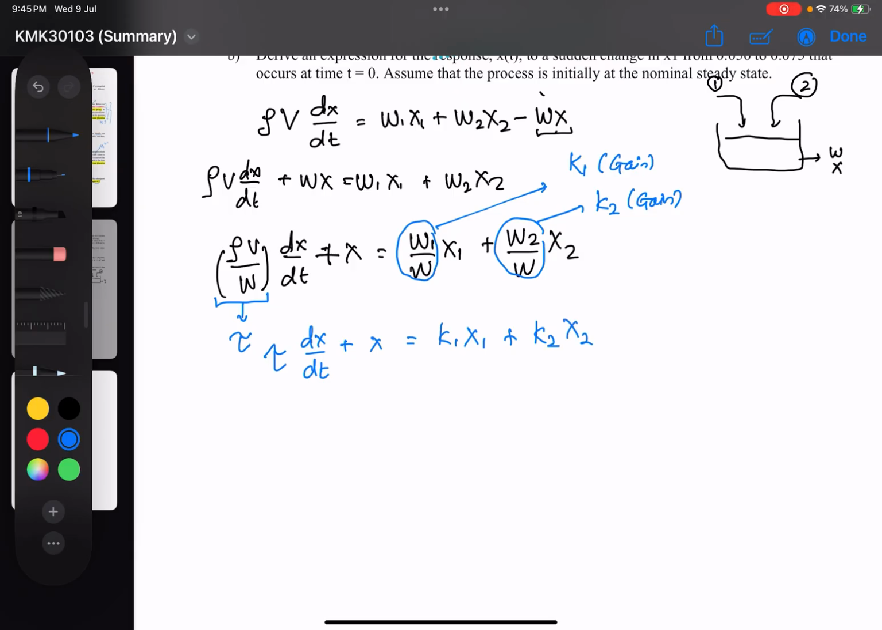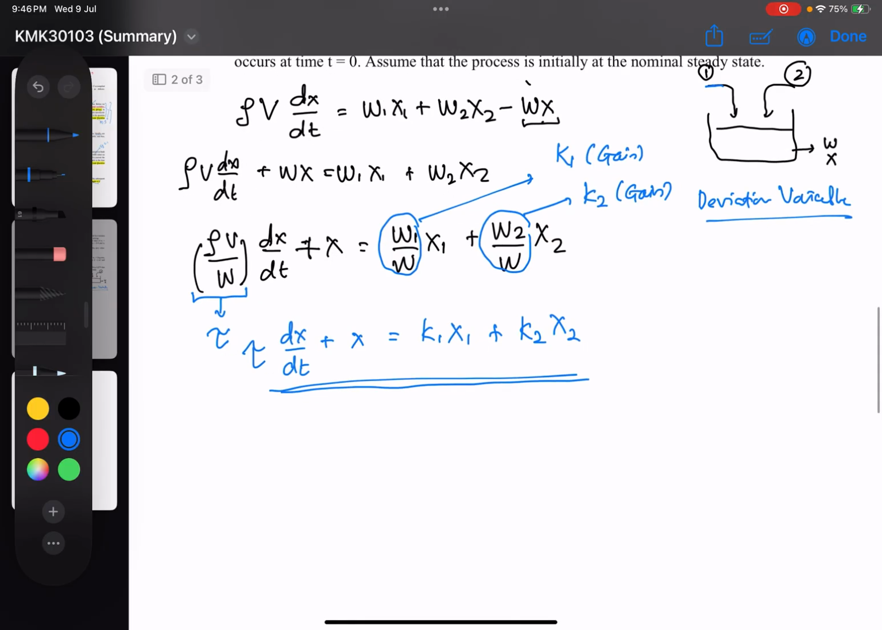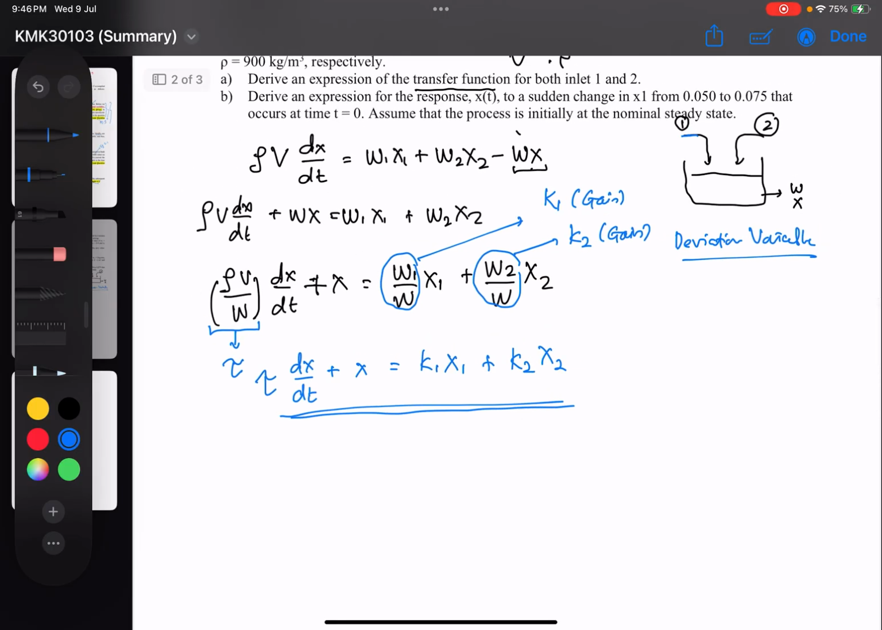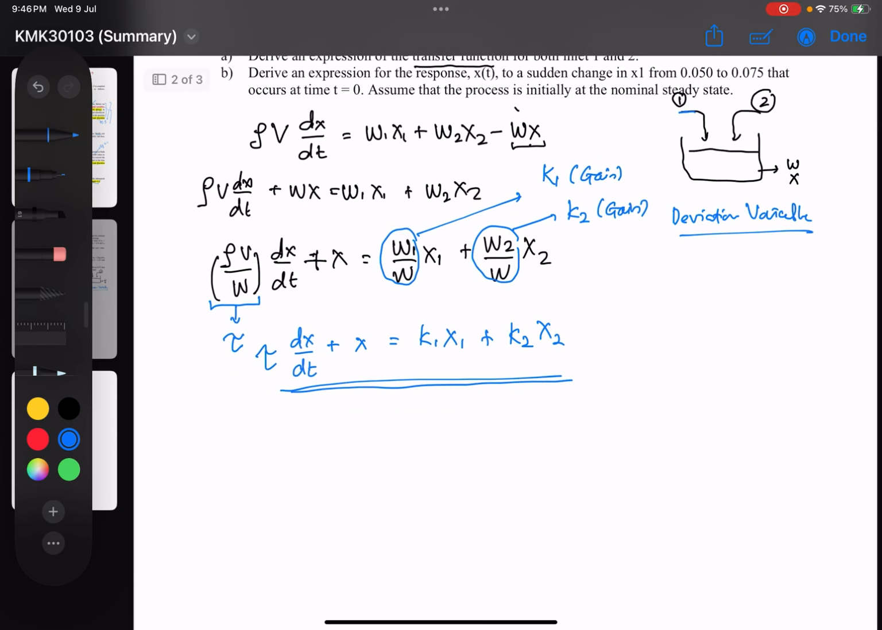But then, as I said before, if we take a look at this equation, what does it mean? This x1 is the mass fraction of component A in stream 1 at any given time. But in order for us to develop the transfer function, we're actually interested in the deviation variables, because usually the transfer function is described in deviation variables. You will see later what deviation variables mean. For the time being we're going to derive first.